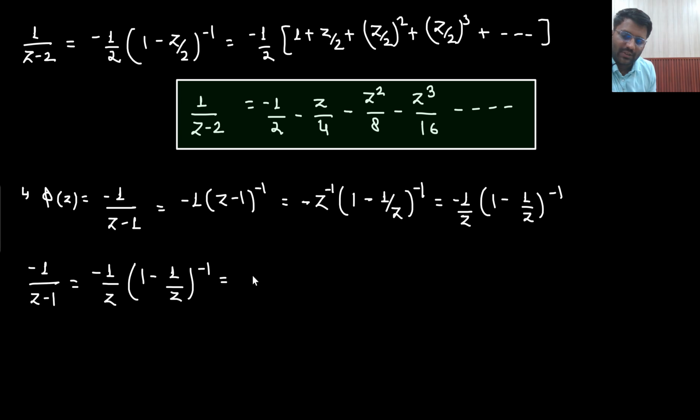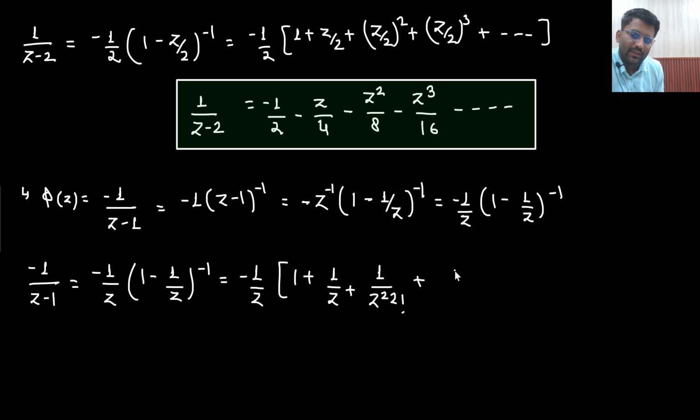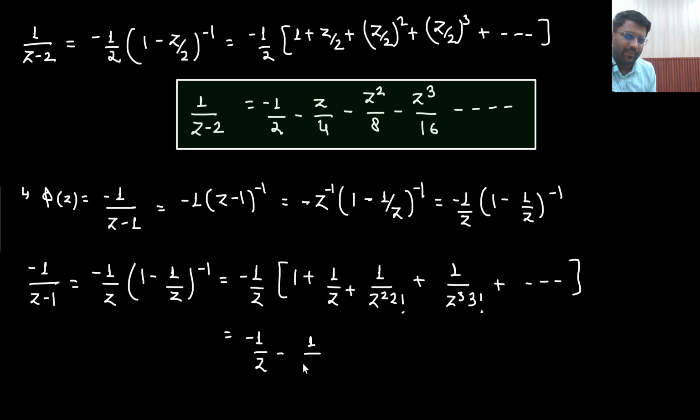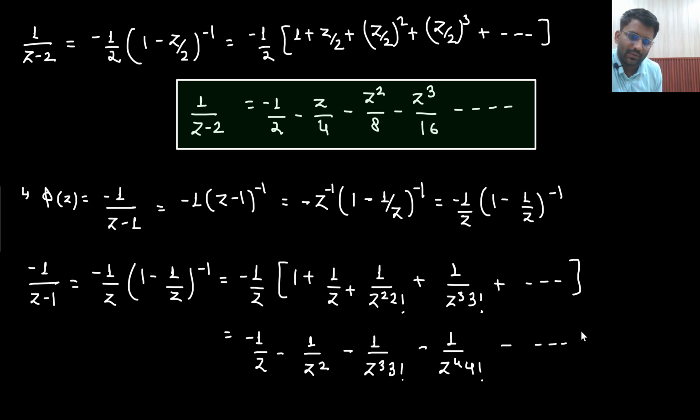So now you just need to do the expansion. Minus 1 by z, this minus sign goes inside, so it will become 1 plus 1 by z plus 1 by z whole square divided by 2 factorial plus 1 by z whole cube divided by 3 factorial and so on. So now what you are getting? Minus 1 by z, I am multiplying inside. So this will become minus 1 by z whole square minus 1 by z whole cube minus 1 by z to the power 4 factorial and so on. In that manner it will keep on going. So this is your minus 1 by z minus 1.